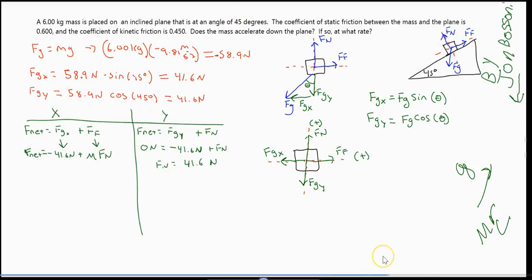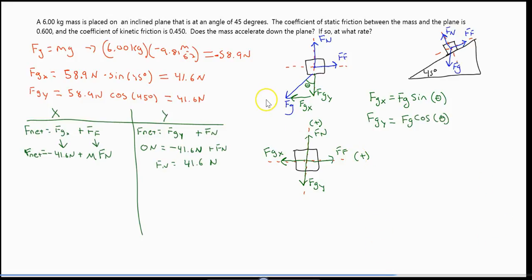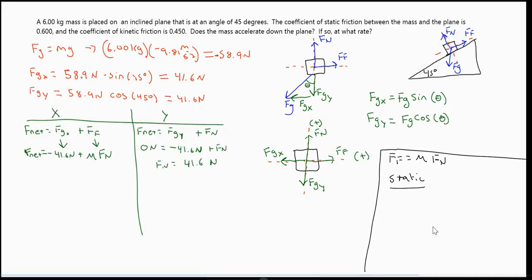So I need to find the force of friction for static friction, and if we overcome static friction, we accelerate, and if we don't, we stay at rest. So here we go. Here's our equation. Force of friction is equal to mu Fn. If I'm looking for static friction, I'll plug in my static coefficient. If I'm looking for kinetic friction, I will plug in my kinetic coefficient.